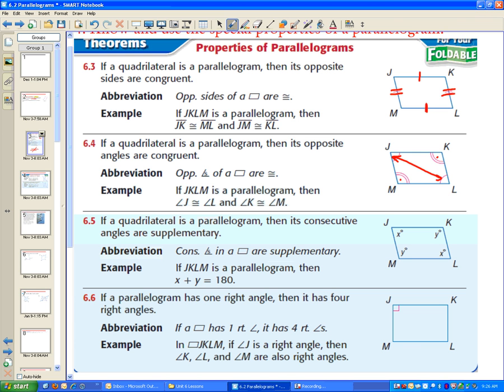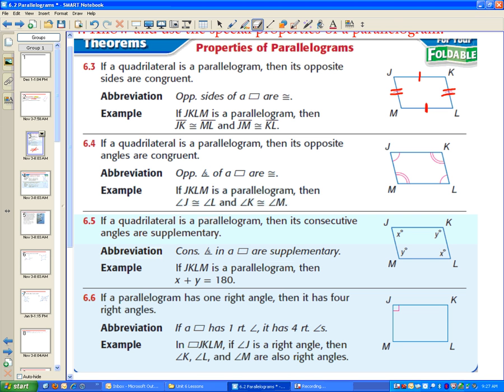So angle J is congruent to angle L because opposite angles are congruent. And then angle K is congruent to angle M because the opposite angles are congruent. So in a parallelogram, opposite angles are congruent. Still with me? So we have three properties so far. In a parallelogram, opposite sides are parallel, opposite sides are congruent, and now opposite angles are congruent.